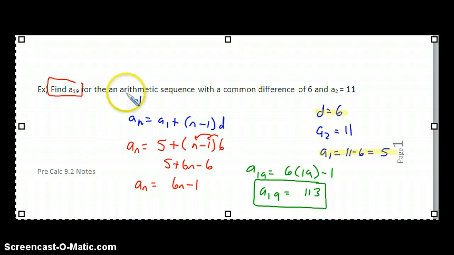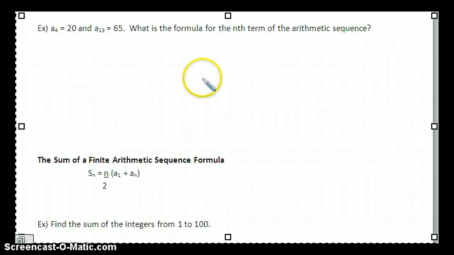So again, when you're using the arithmetic sequence formula, the two things that you always need to know are the common difference and the first term of the sequence. Then you can find any other term that it asks you to find. Alright, taking a look at the next problem, it says you're given the fourth term is 20, and the 13th term is 65, and I want to know what the nth term of the arithmetic sequence is.